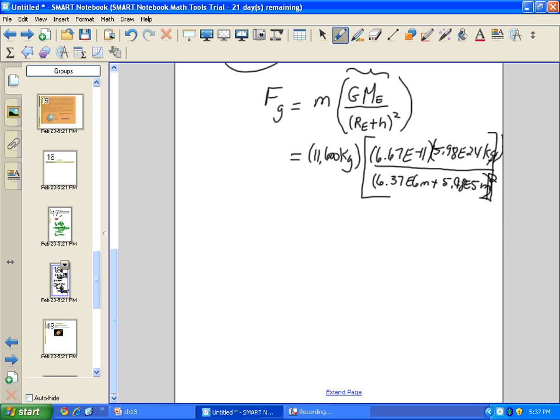And this gives us a weight which is reduced because, of course, Hubble is further away, 95,295 newtons, which you can see is smaller than 113,680 newtons. Next question.